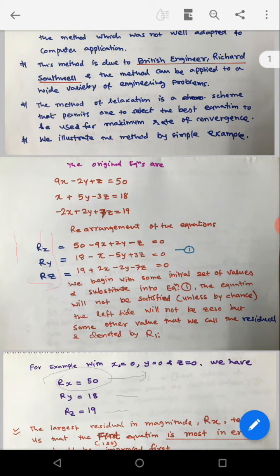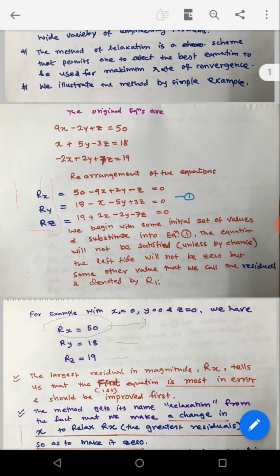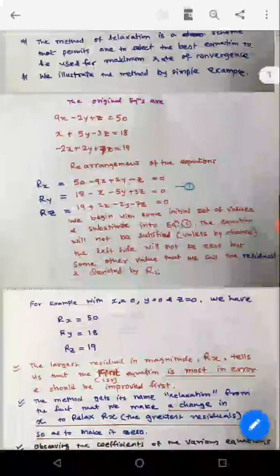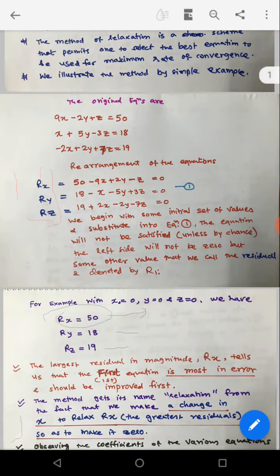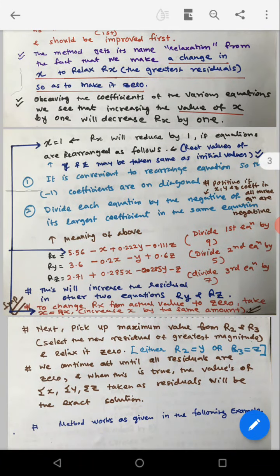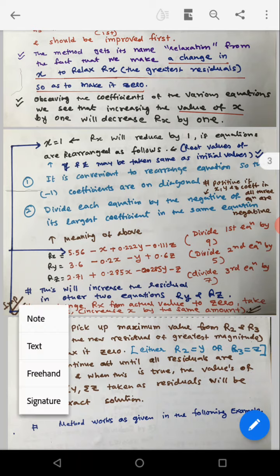we have to divide the equation with the largest coefficient of that corresponding equation. So if you divide 50 minus 9x plus 2y minus z, the largest coefficient is 9, so you can divide the whole equation by 9. Similarly, second equation, the largest coefficient is minus 5, and third equation largest coefficient is minus 7. So you can check here, I have written here Rx, Ry, Rz.